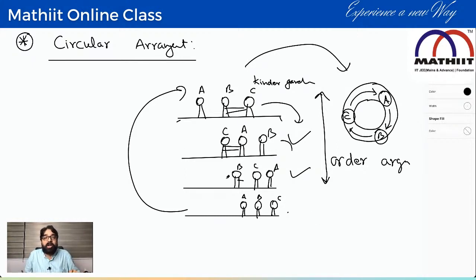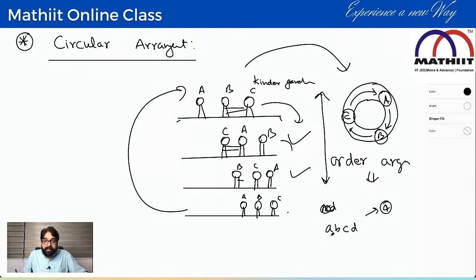ABC. How many order arrangements are there? 3. 1, 2, 3. This doesn't count, this is the same as this. From this example, what I'm trying to tell you is that you should understand the meaning of the order arrangement. If I say A, B, C, D, I have to arrange. I know 4 factorial, 24 arrangements are there. But out of 24, only 4 are order arrangements.